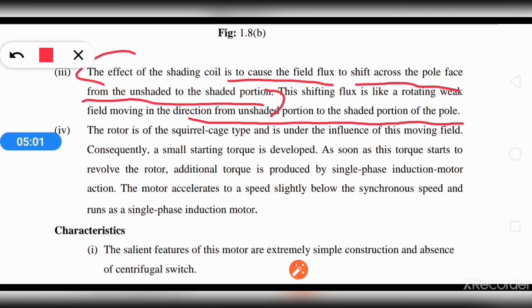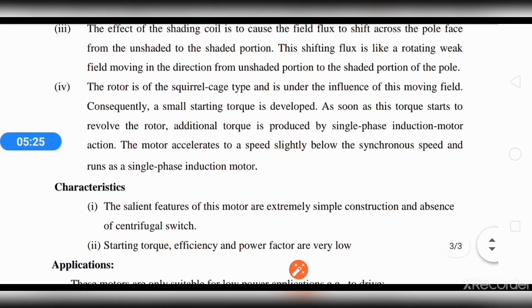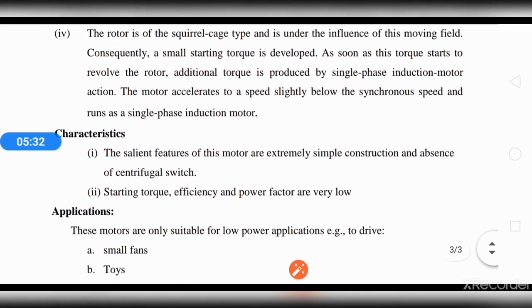Thus, the rotor of the squirrel cage type is under the influence of this moving field, and a very small starting torque is developed. As soon as this torque starts the rotor revolving, additional torque is provided by the single phase induction motor action, and then the motor starts accelerating to a high speed below the synchronous speed. So this is all about the operation of the shaded pole induction motor.